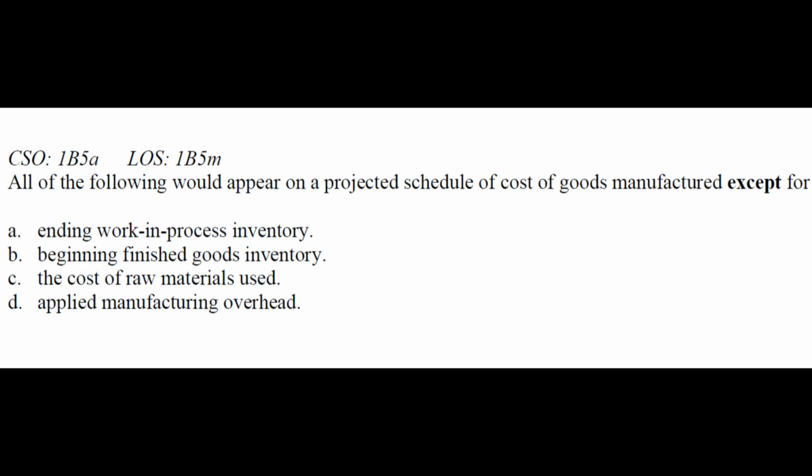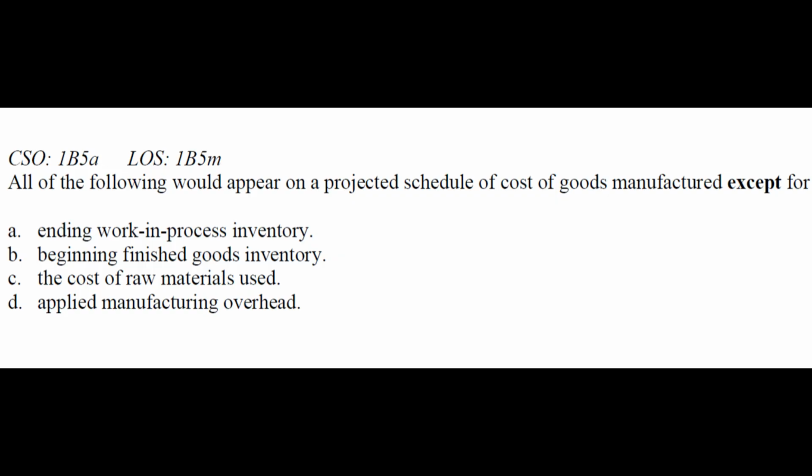It is used in the cost of goods sold schedule. C. The cost of raw materials used. Incorrect. Direct materials used are a major component of manufacturing cost and appear on the COGM schedule. D. Applied manufacturing overhead. Incorrect. Manufacturing overhead applied is included in total manufacturing costs and appears on the COGM schedule. Correct answer: B. Beginning finished goods inventory.